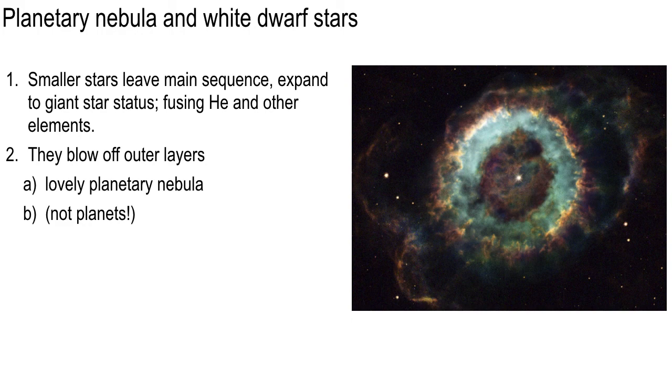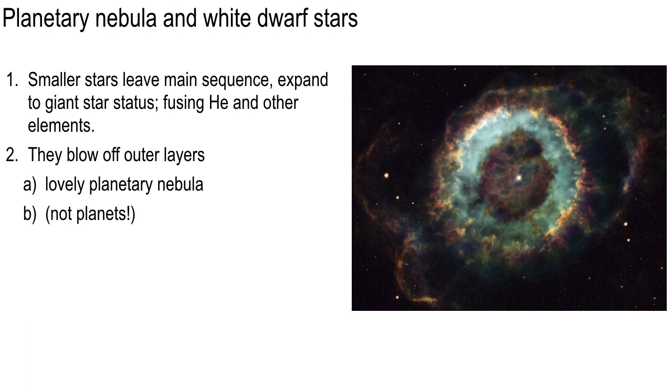If you want to do some searches in Google and look at some really awesome photos, just type in planetary nebula. Now, they're not planets. Some guy decided to use the word planetary because maybe they thought they were planets, but now we know that they're not. They're just rings or spheres of gas and dust blown off, kind of like the solar wind.